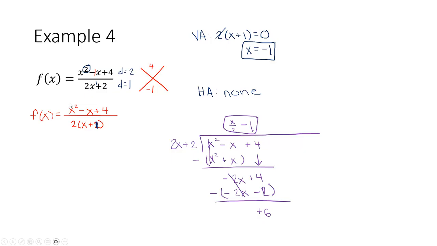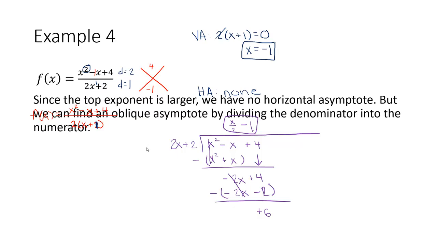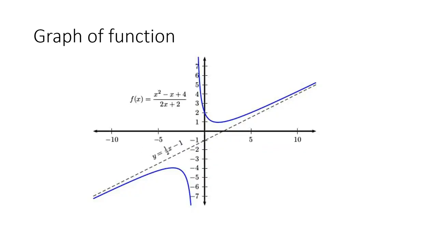Okay. And we can look for intercepts. I'm not going to repeat that process because we've done it so much already. And then we can look at the sketch of our graph, where we know we had that vertical asymptote at negative 1. And then we have our oblique asymptote as well.